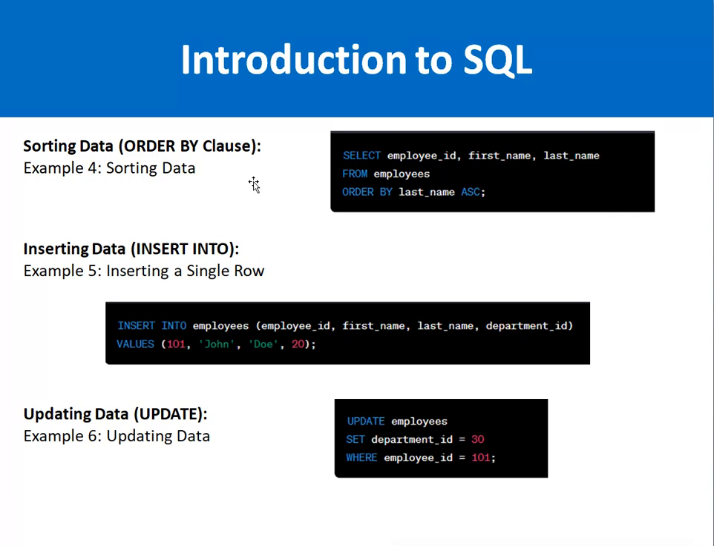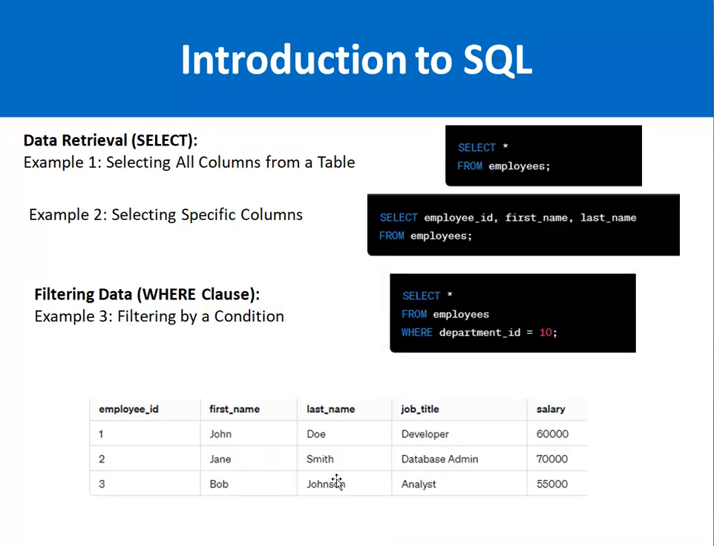You can also sort the data. For example, you can write a query: select employee ID, first name, last name from employees order by last name ascending. So it will sort the data in ascending order by the last name.